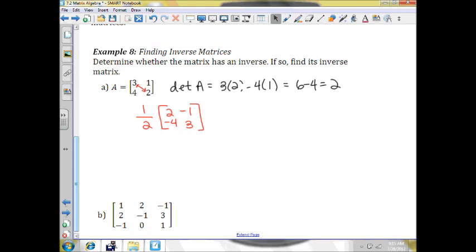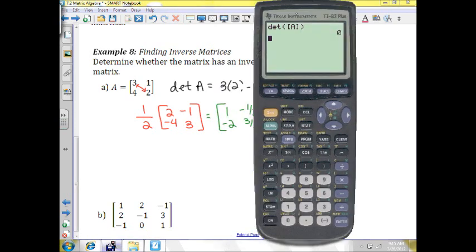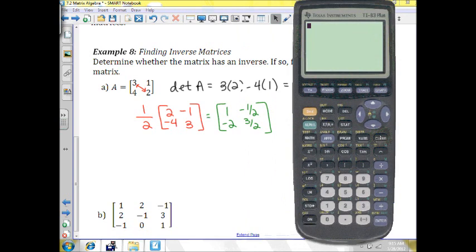So what we're going to have, our inverse matrix will actually be 1, negative 1/2, negative 2, and 3/2. There is our inverse matrix. Now, putting this into our calculator here, we can check it.